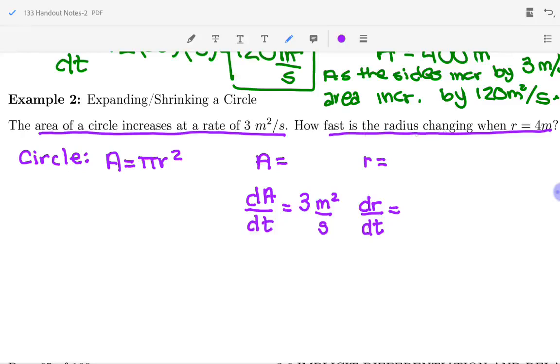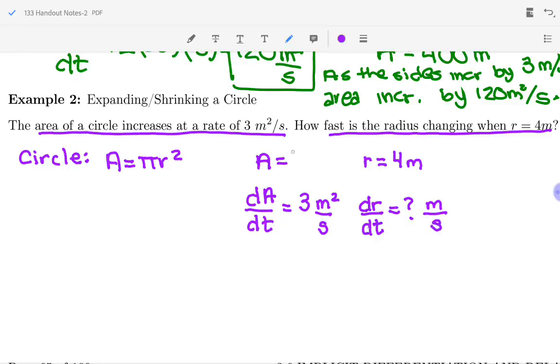How fast is the radius changing when r is 4 meters? So we're trying to figure out how fast is the radius changing because the area is changing. The radius is currently 4 meters. So I can put my units on this. dr/dt, what we're trying to solve for, the radius is in meters, so dr is going to be meters, and then time for this one is seconds as well.